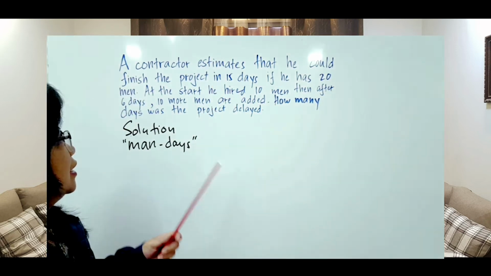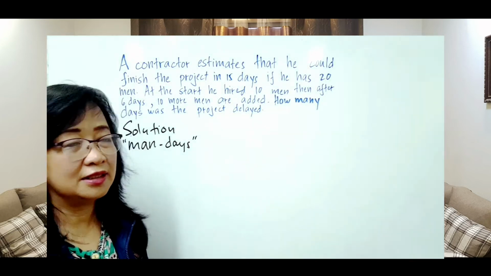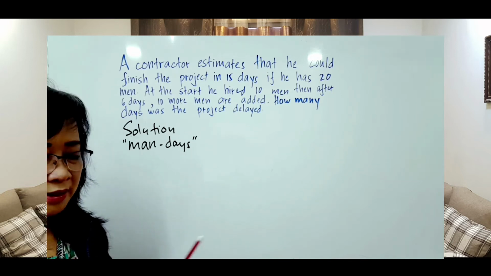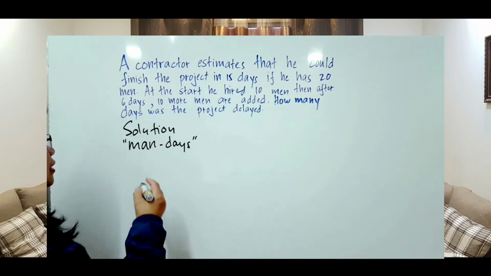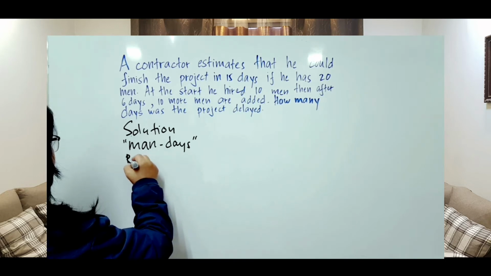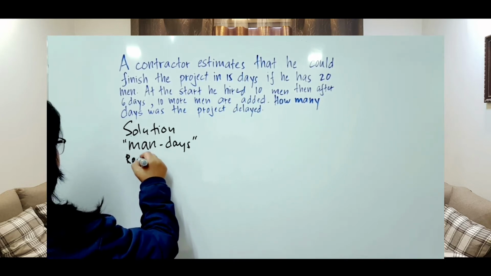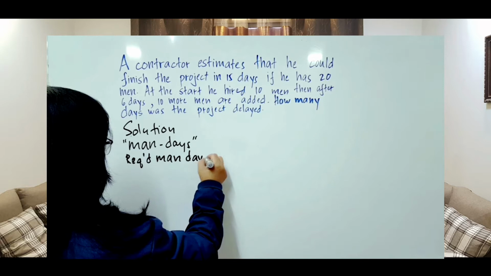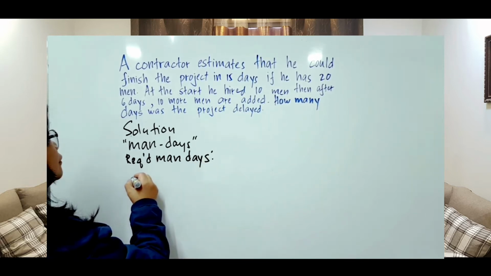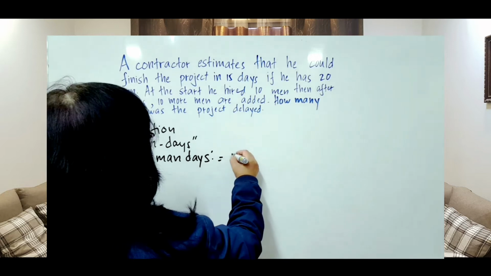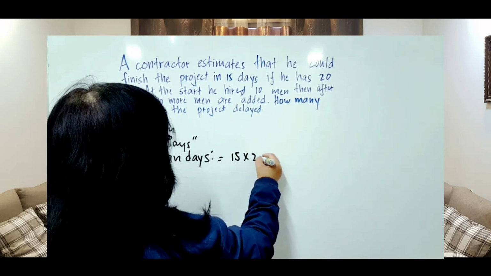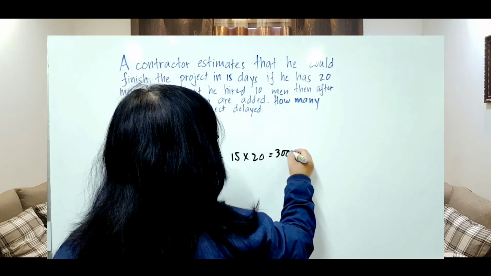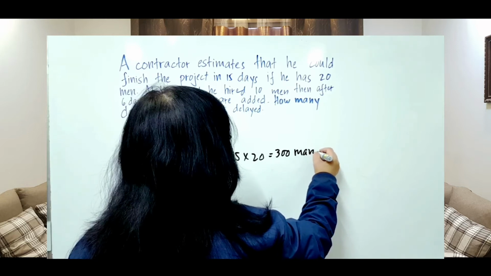So here, the contractor estimates that he could finish the project in 15 days. So the required Mondays for 15 days is equal to 15 times 20 men is equal to 300 man days.